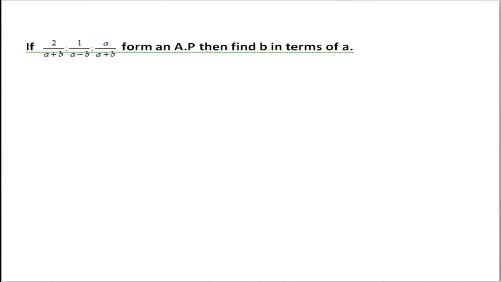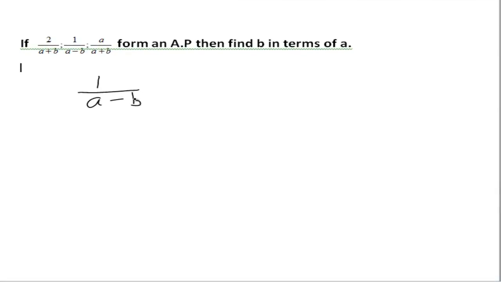This problem is number 26, and it says if those 3 terms form an arithmetic progression, then find b in terms of a. So if it's an arithmetic progression, the second term minus the first will be equal to the third term minus the second term.